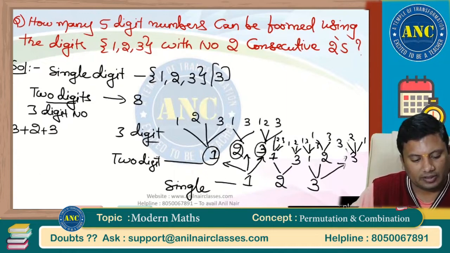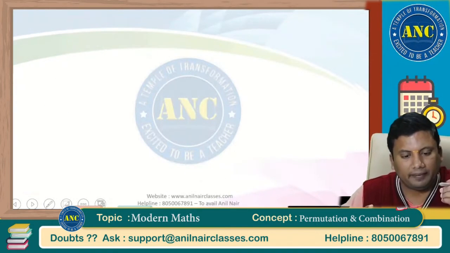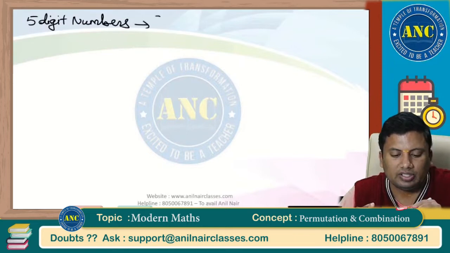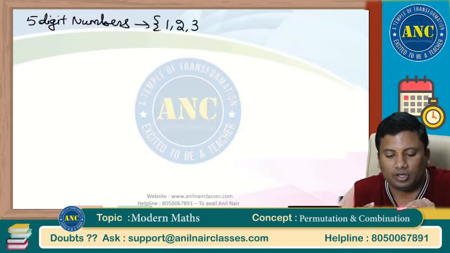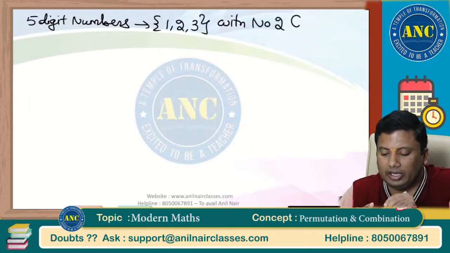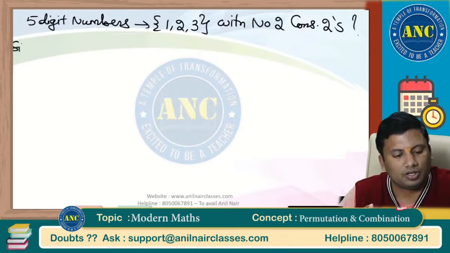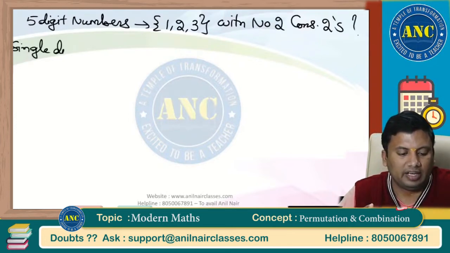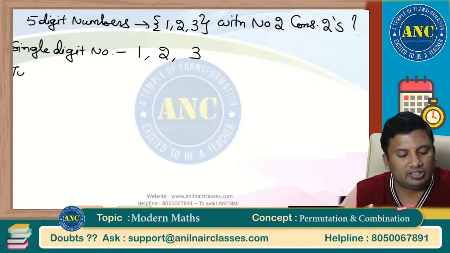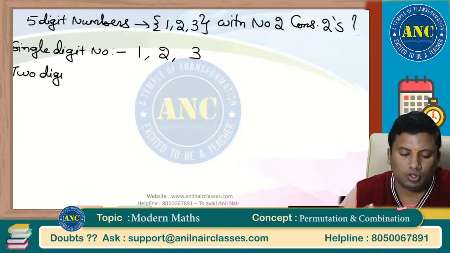Now, one minute, sir, I'll do it a little neatly. How many 5-digit numbers can be formed using the digits 1, 2, 3 with no 2 consecutive 2s? This is the question. If it is a single digit number, this will be 1, 2 or 3. If it is a 2-digit number, no 2 should appear.